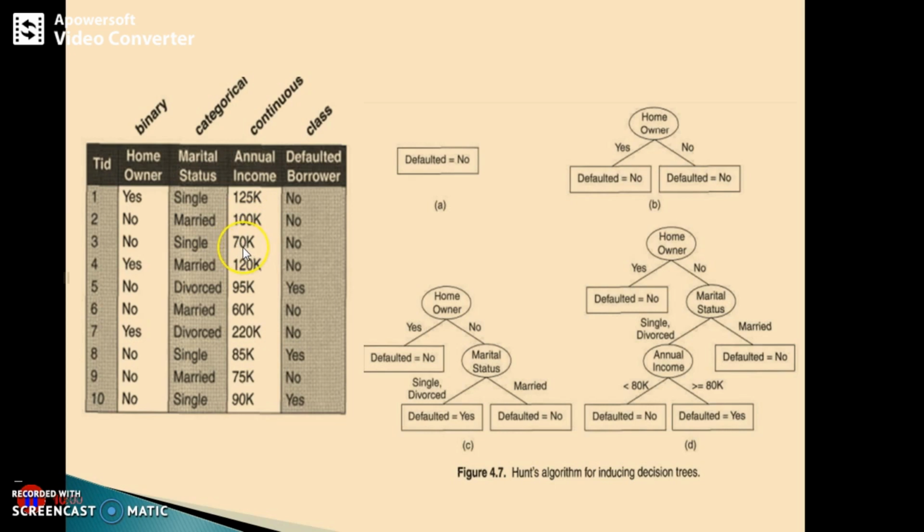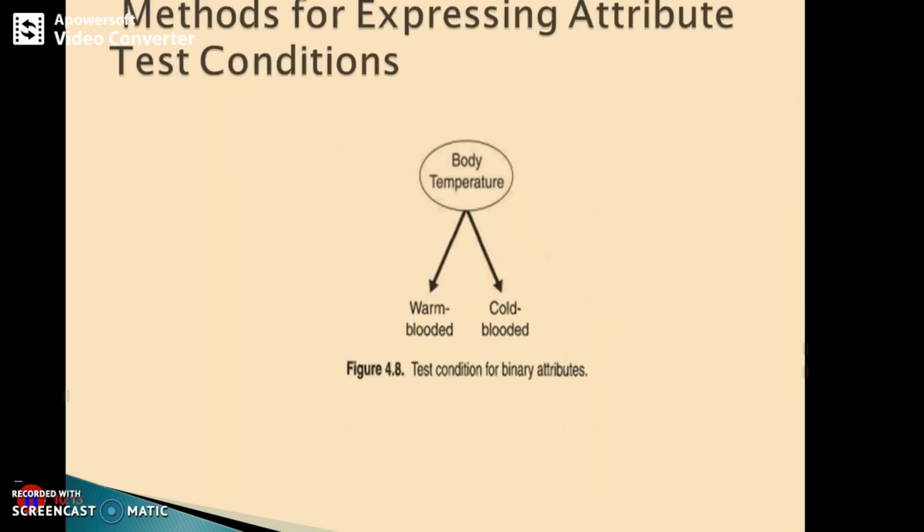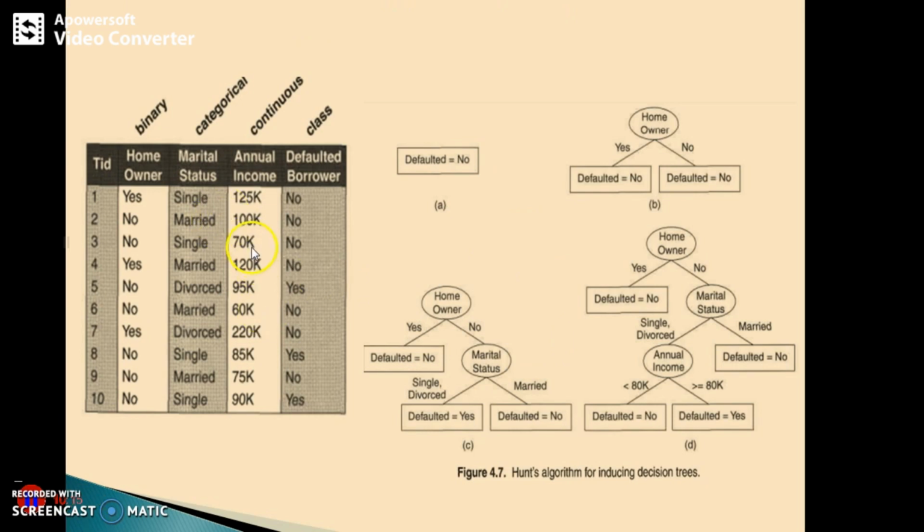So less than 80k, one record you got: 70k is one annual income, 60k is the second annual income less than 80k, and the next one is 75k. Only 3 records you have whose annual income is less than 80k. So here 1, 2 and 3. There are 3 records whose annual income is less than 80k.